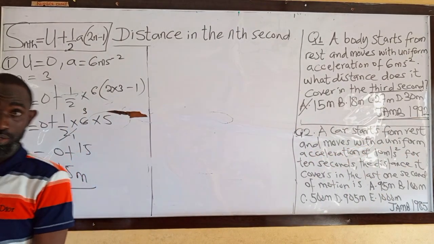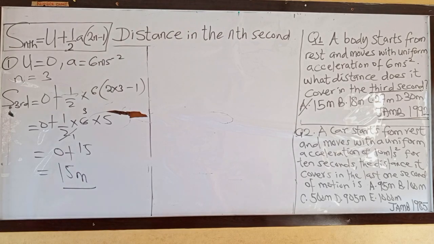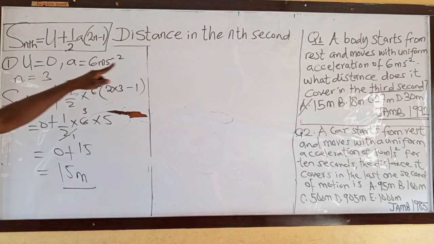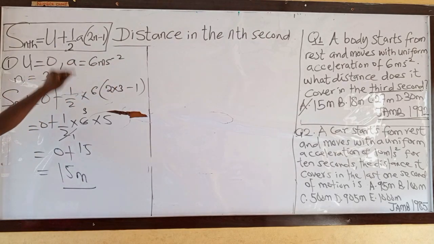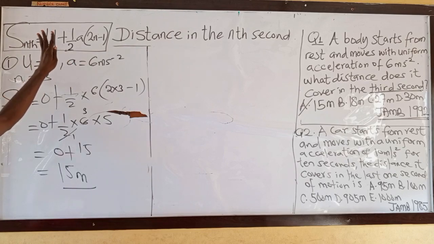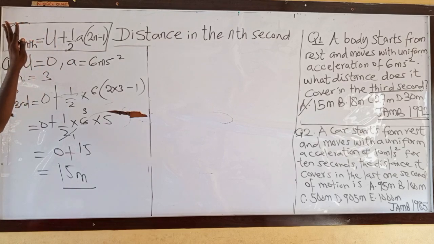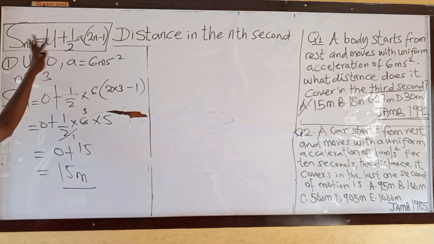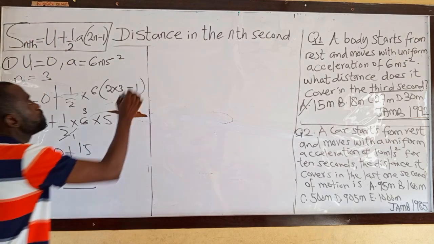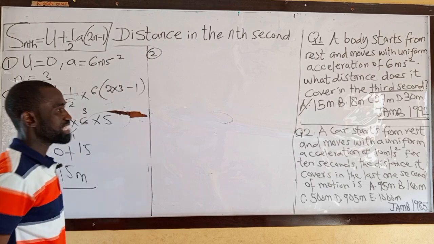So let's solve the second one. Okay, so distance covered in the nth second. This is the formula. Please, are you with me? This is a special case under what now? Motion of the body in a straight line. Kinematics. Special formula. So a car starts from rest, question 2. A car starts from rest.